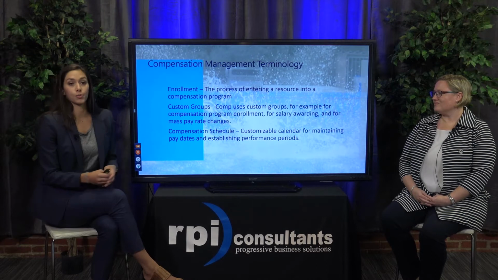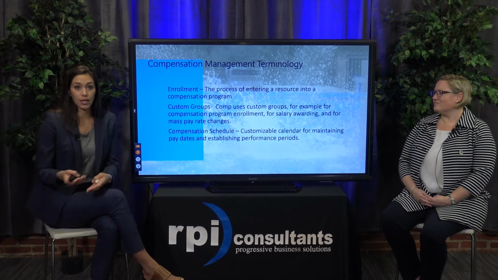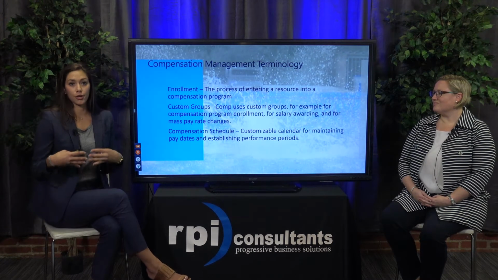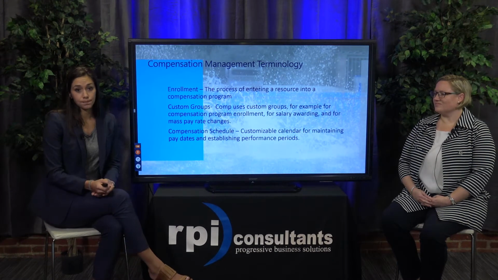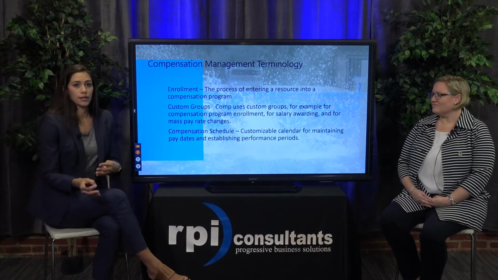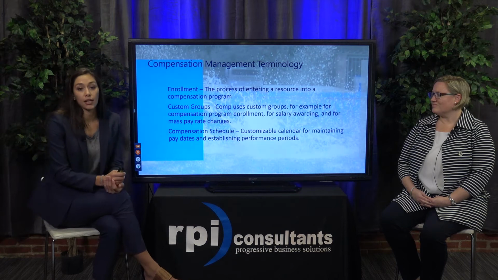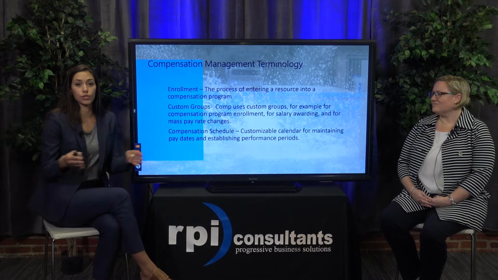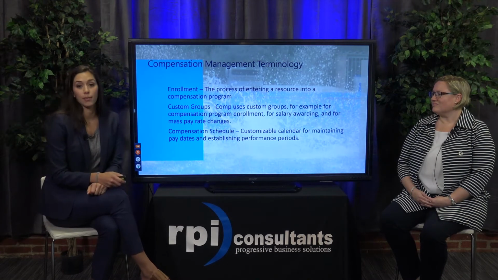Eligibility groups are set up with certain eligibility parameters where people can move into or out of them based on how their information changes, or if they accrue certain tenure or have been around for a longer time, they might fall into a certain custom group that you have set up. And then a compensation schedule, not to be confused with a step and grade schedule or salary structure. This is actually a customizable calendar that you can use to maintain your pay dates and performance periods. So if you want to review someone over a certain performance period to maybe give them an award or a bonus, you can set that up right within the compensation module.